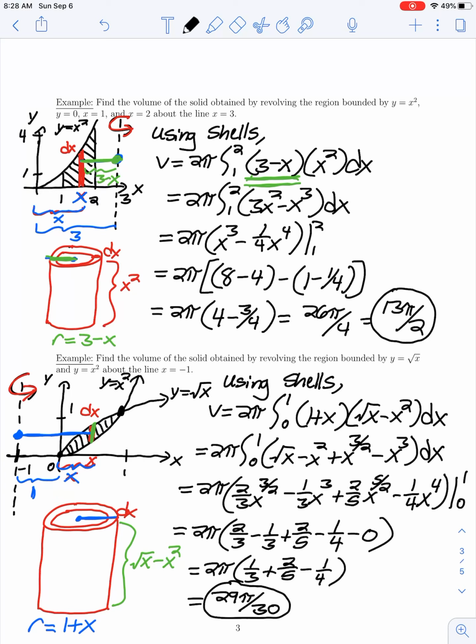So again, the point I'm trying to stress with these two examples is that if our axis of revolution is not either the x or the y-axis, then we have to be a little bit careful when we're finding the expression for the radius of our cylindrical shell.